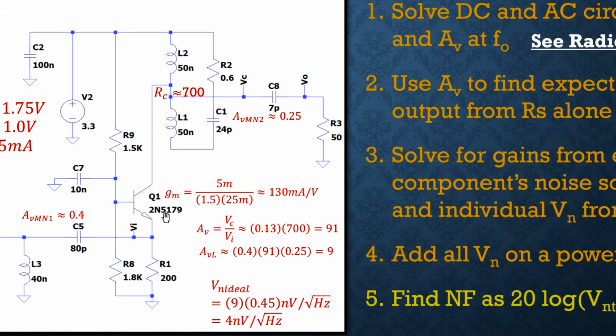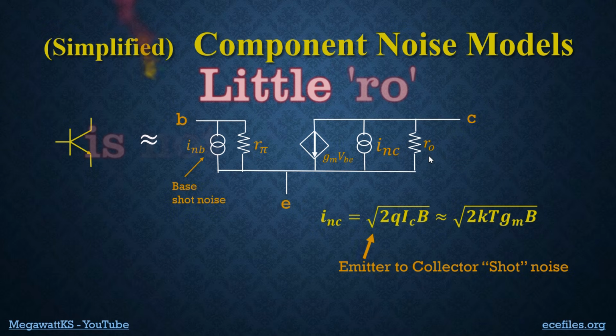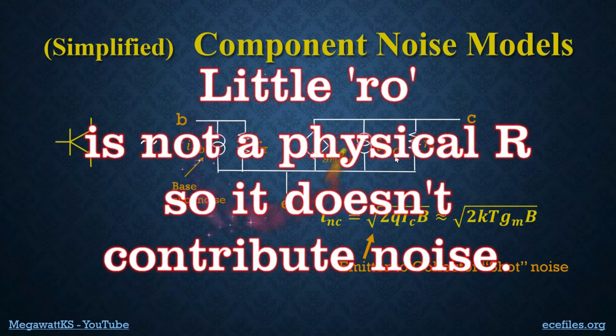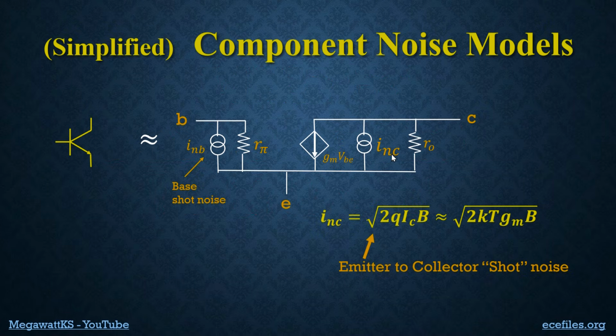It is mainly Q1 that causes the issues. So let's look back at the noise model for the transistor. It looks like this in simplified form. The normal AC model has r pi, it has gm vbe in it, and it has the little ro. It is this i_nc, which perhaps I should have called i_nce, because this noise current is from the collector to the emitter. In any case, the value is given by this.